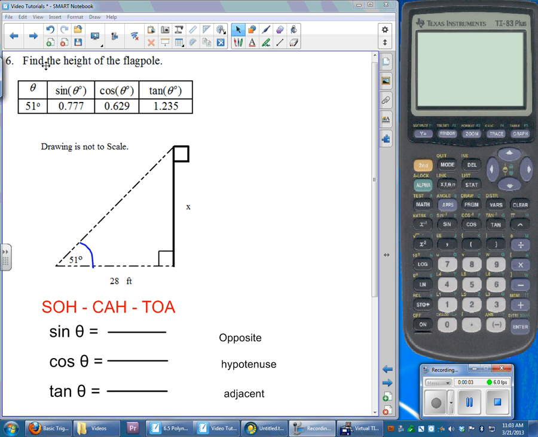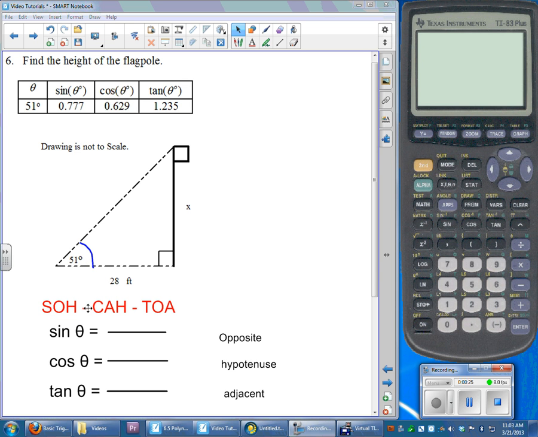Here we go. We're going to try and find the height of the flagpole. In this diagram below, we can see that the flagpole is marked as side X, or of length X. We also know this side down here is 28 feet, and we are given the value of one of the angles of this triangle as 51 degrees.